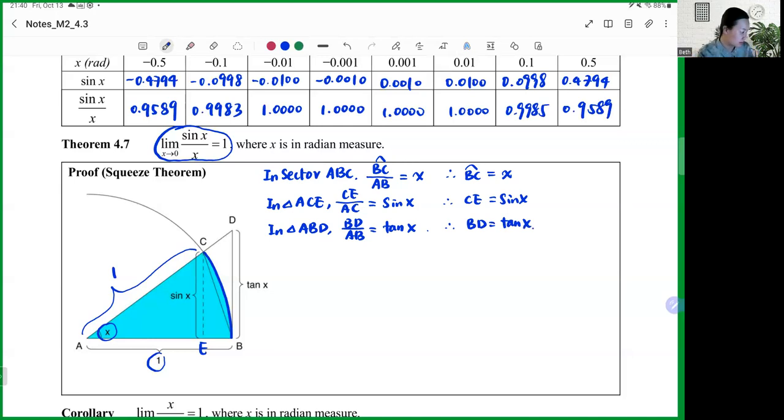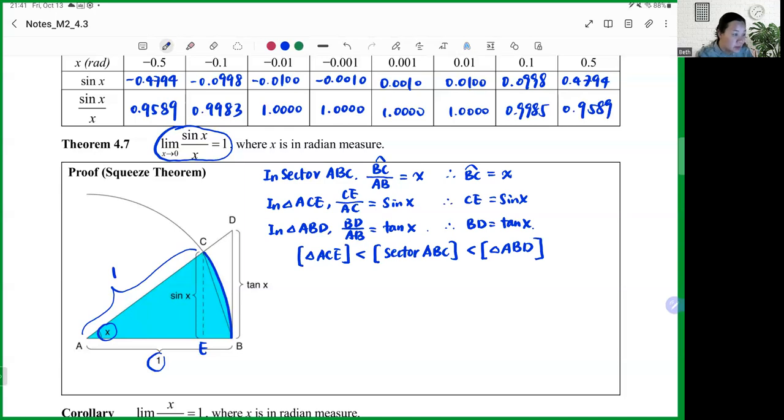Now, let's do something. We know from the geometric figure that the area of triangle ABC, sorry, it's not ABC, ACE, is smaller than sector ABC and smaller than the area of triangle ABD. Right? ACE is smaller than ABC, smaller than ABD.